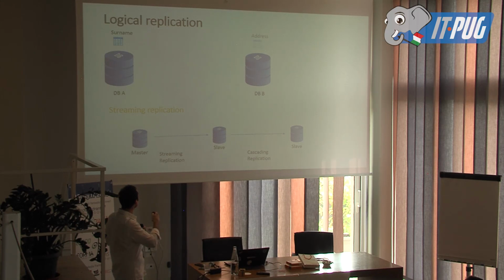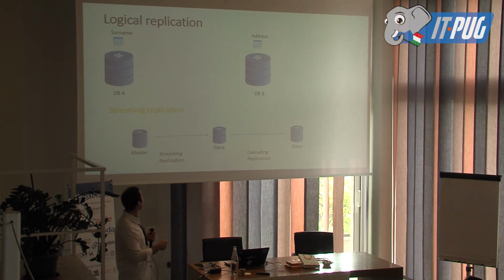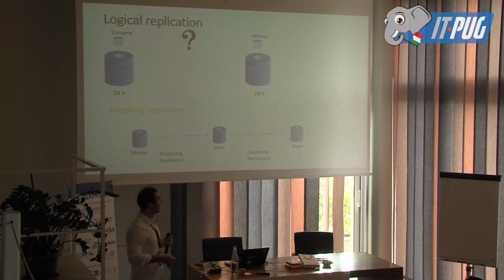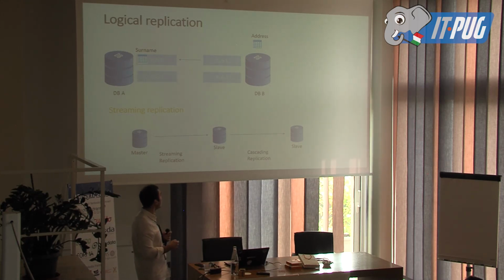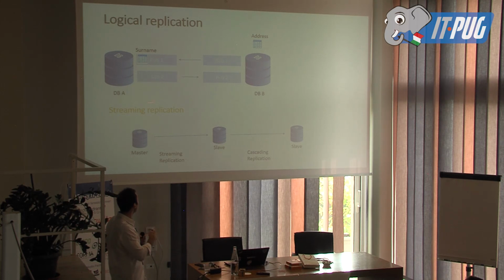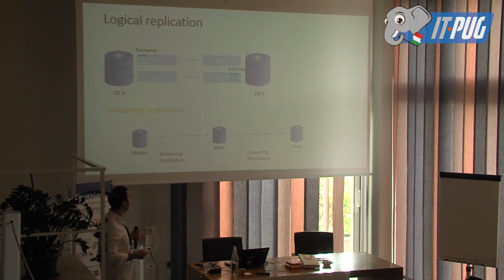For example, you have two tables, a surname table on DBA and an address table on DBB. Can you replicate the surname table to DBB and the address table to DBA? Actually, yes, we can do that. We can create publication 1 on DBA and subscription 1 on DBB, and add the surname table to publication 1. And we can create publication 2 on DBB and subscription 2 on DBA, and add the address table to that publication, okay? We can do that.